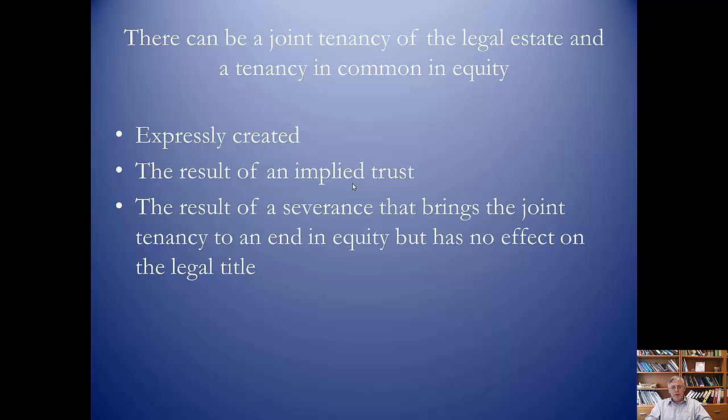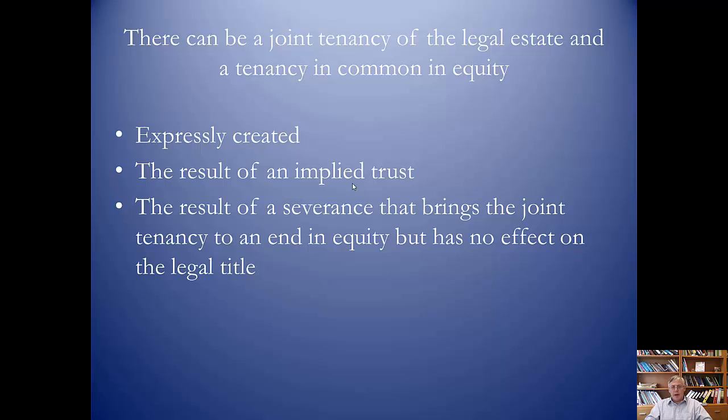There's a joint tenancy of the legal estate because the property has been conveyed into the name of the co-owners, and the conveyance declares that they are joint tenants. So that's the common law picture, the picture that's painted by the title deeds. But equity might paint a different picture, and this could happen in three ways.